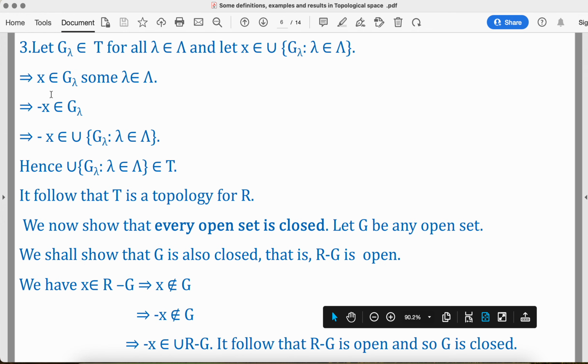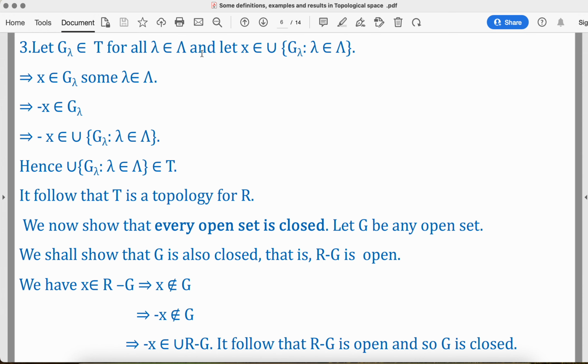Now the third condition. Let G lambda belong to T for all lambda belonging to some indexing set, and let x belong to the union of G lambda.